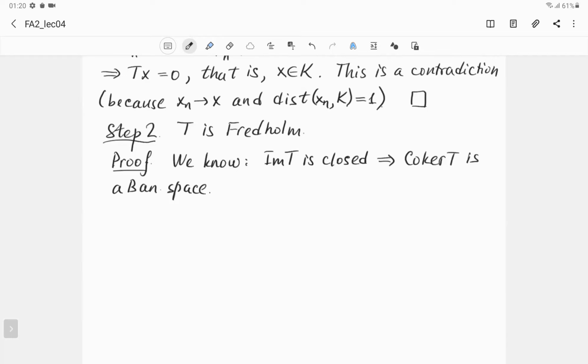But, well, let's now look at the dual operator. T star is, well, T is 1 minus S. So T star is 1 minus S star. So it is an operator of the same form, 1 plus a compact operator on the dual space. But we have already proved that the kernel of each such operator is finite dimensional.